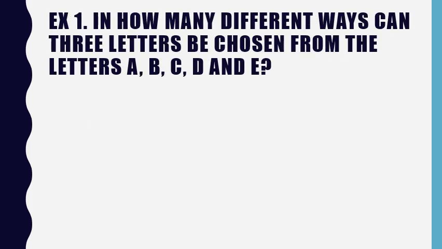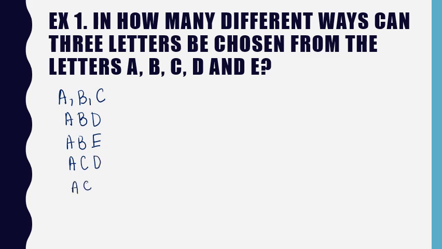Alright, so example number 1 says, in how many different ways can 3 letters be chosen from the letters A, B, C, D, E? There's really no easy way to do this, but I just think, okay, I could put A, B, and C together. Then A, B, D. Then A, B, E. Then I move on to A, C. A, C, B I already have. So maybe A, C, D. Then I could have A, C, E. I don't have that one yet.